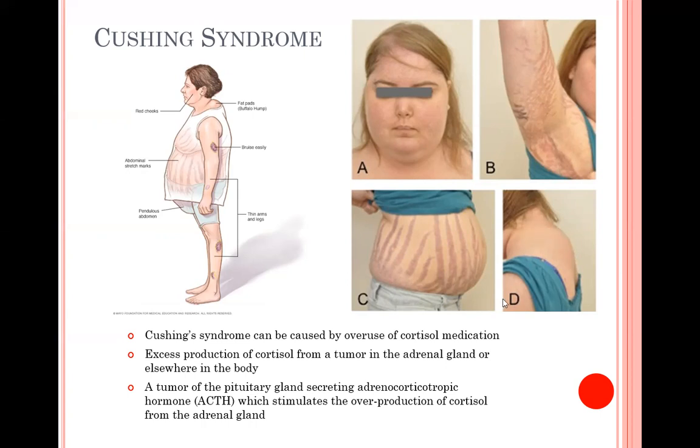So this person is suffering from Cushing syndrome, and this is a direct result of something to do with the amount of cortisol, whether it be excessive medication or something like a tumor. So it can be different reasons.